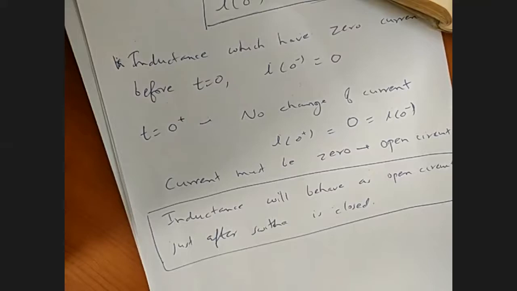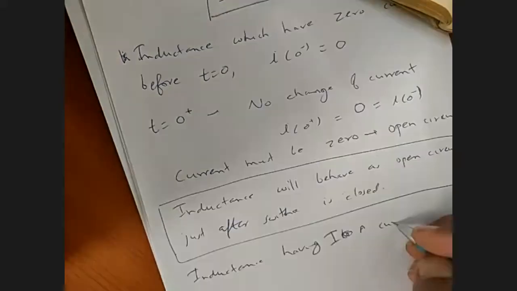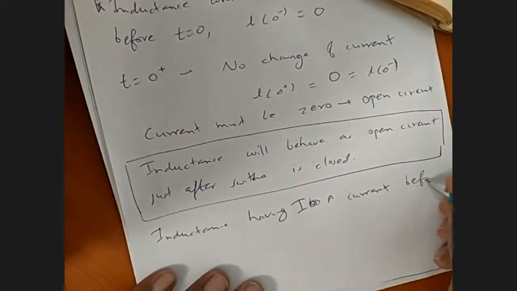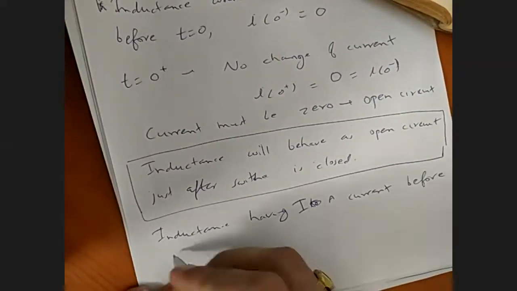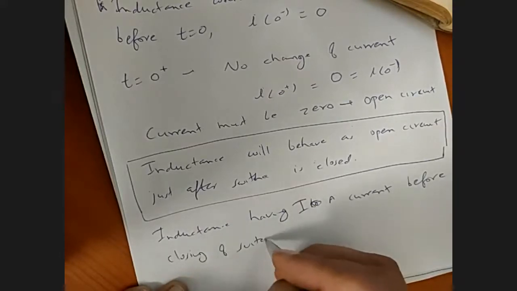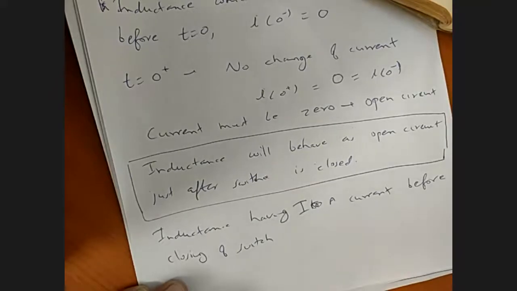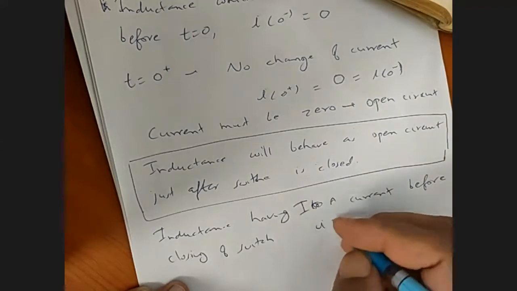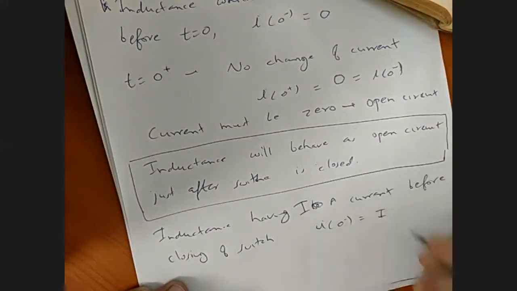And if there is a current having I ampere current before closing of switch, स्विच क्लोज करने से पहले भी अगर इंडक्टेंस में कोई करंट फ्लो हो रही थी, दैट मींस योर I0 माइनस विल बी इक्वल टू I.